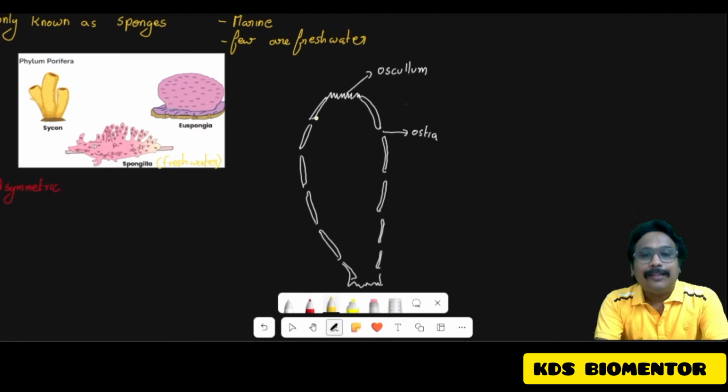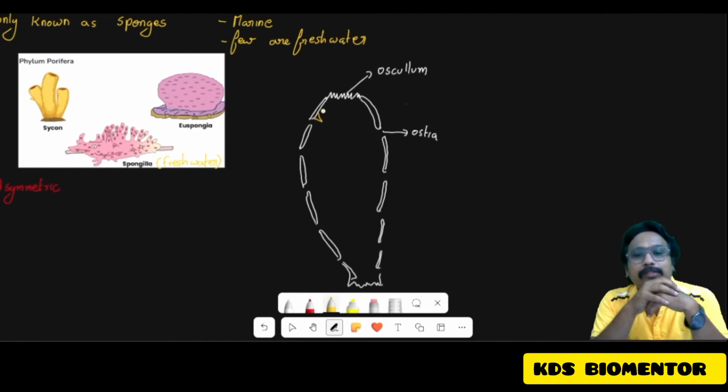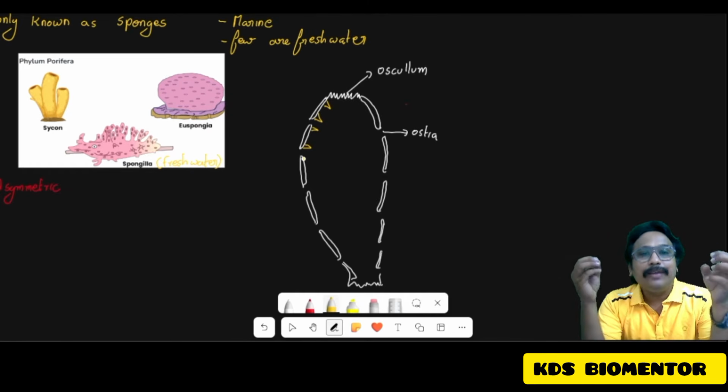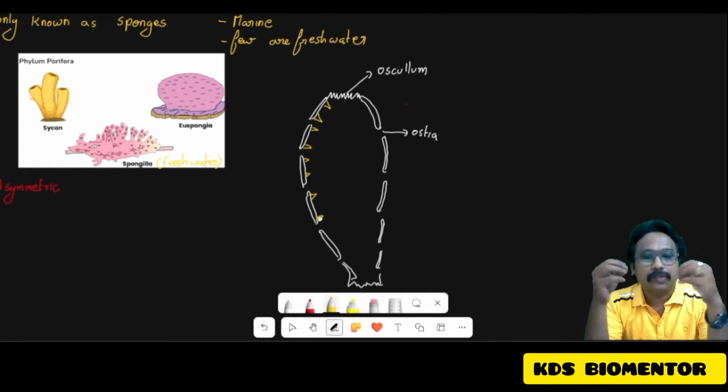Now the endoskeleton, if you are taking in sponges, you should understand it will be having spongin fibers, or we can call them spicules. Spongin fibers or spicules will be forming the endoskeleton in the case of sponges. So this much structure, hope you have understood in sponges.